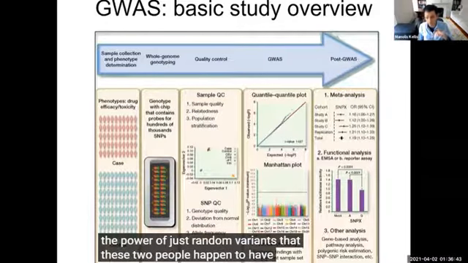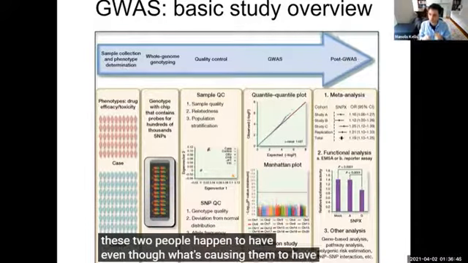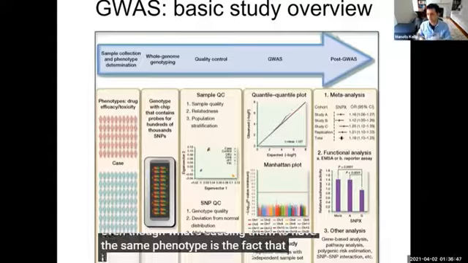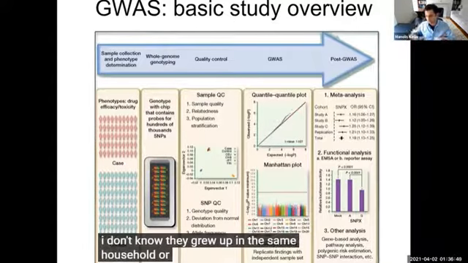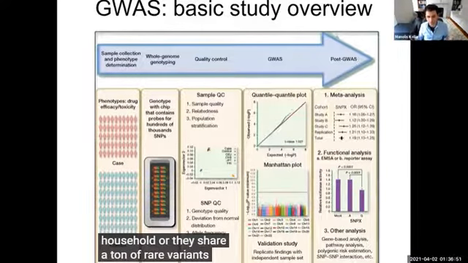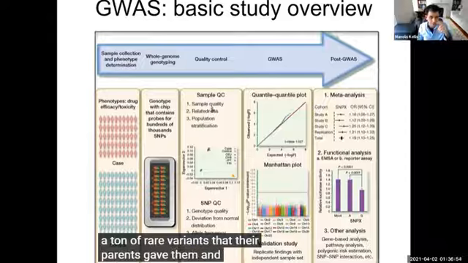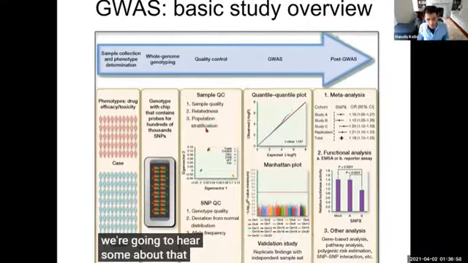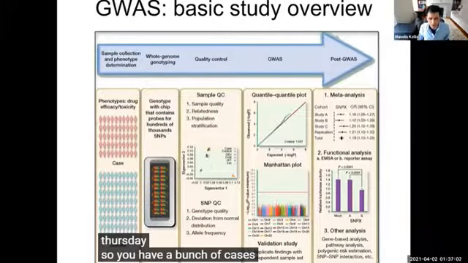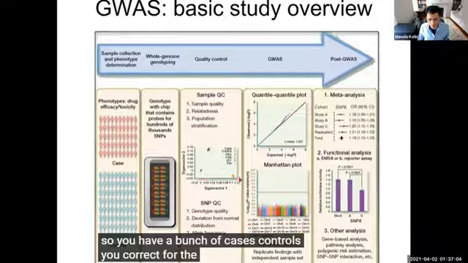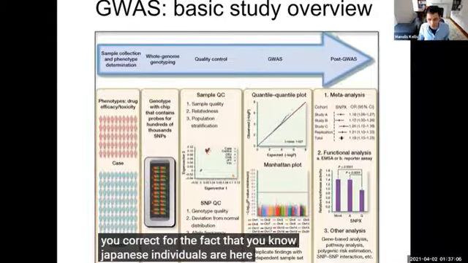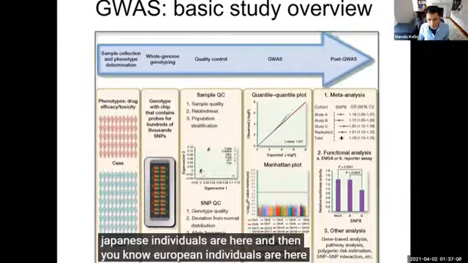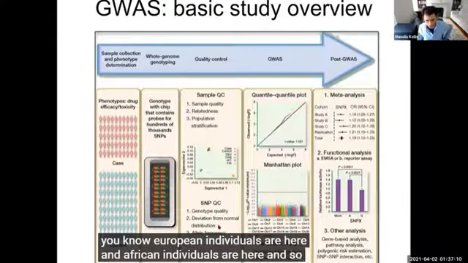these 2 people happen to have, even though what's causing them to have the same phenotype is the fact that, I don't know, they grew up in the same household or they share a ton of rare variants that their parents gave them. And then you want to correct for population stratification, and we're going to hear some about that by Alkis Price next Thursday. So you have a bunch of cases, controls, you correct for the fact that Japanese individuals are here, and then European individuals are here, and African individuals are here, and so on and so forth.